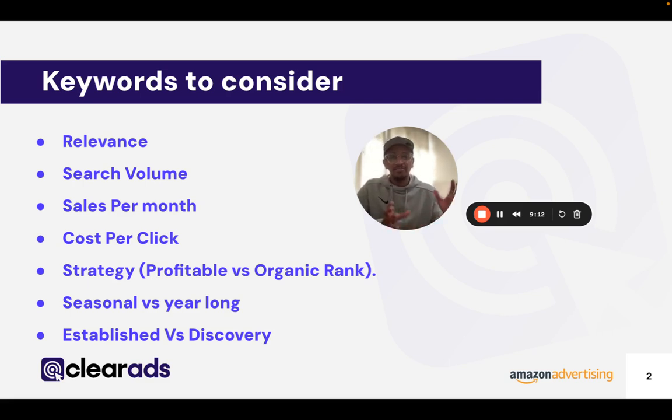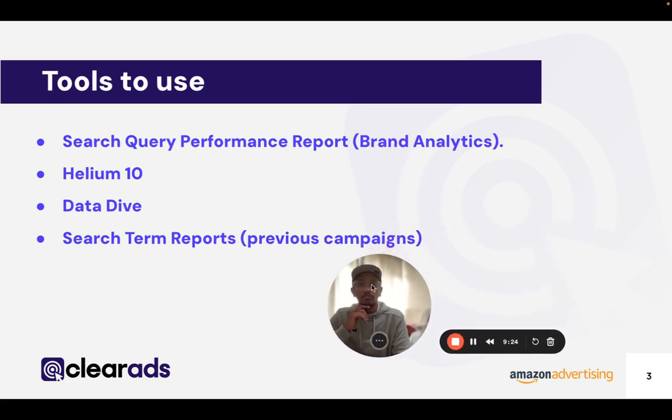So I know Amazon makes it very straightforward that you can just bundle all of these together, but you don't want to. The thought process behind what keywords you select and where you position them is going to be really, really important. So then you have the tools you should use.